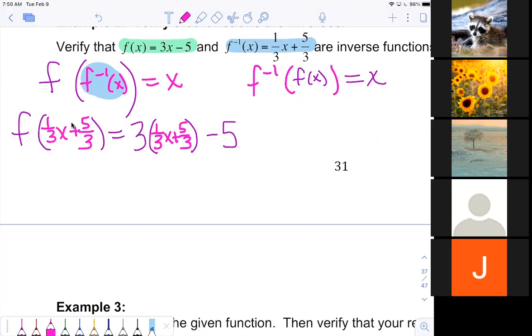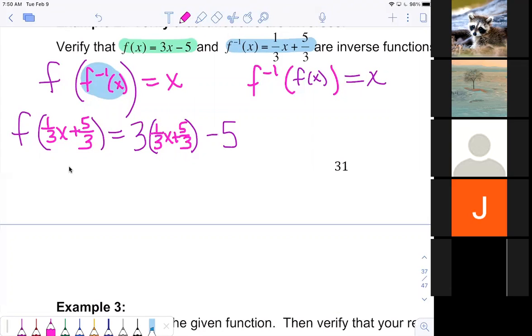Gabby, what would you do to try and simplify this now? So we replace the inverse in the function f. How would you simplify it? Would you distribute the 3 into the parentheses? Yeah, what is 3 times a third, Gabby? 1. Yep. And then 3 times 5/3 is? That would be 15 over 3. Yeah, what is 15 over 3? 5. Excellent, nice job. And then minus 5. What happens, Gabby? You would get just x. Yeah, we just get x, which is our goal.